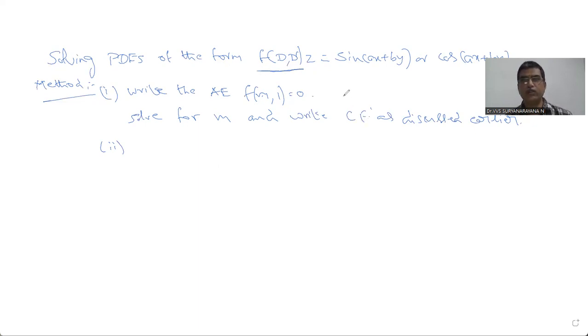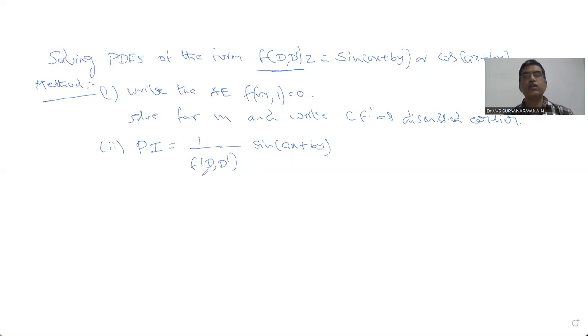And the second part of the solution depends on the right hand side function. So whenever the RHS is either sin ax plus by or cos ax plus by, then the particular integral, PI, is nothing but the inverse operator of f of D, D dash, that is 1 by f of D, D dash, to be applied on either sin ax plus by or cos ax plus by. I will explain the process for sin ax plus by. The same process will be applicable even for cos ax plus by. Simply replace sin with cos. So the procedure is the same for both sin and cos. So I am writing only sin for our convenience.